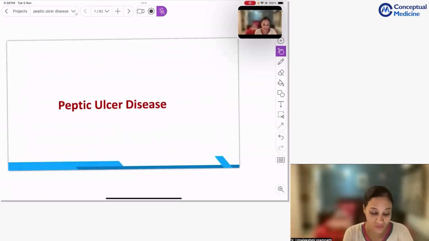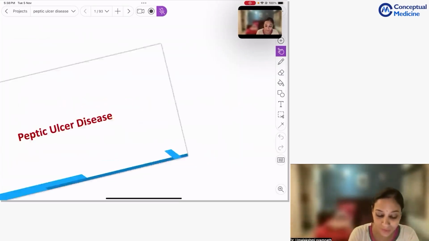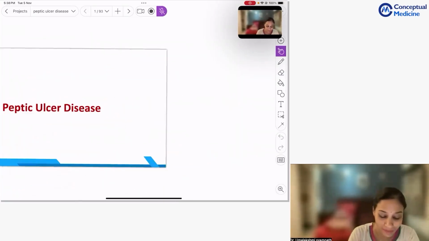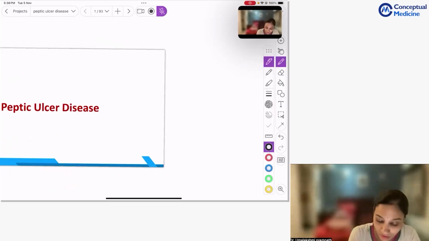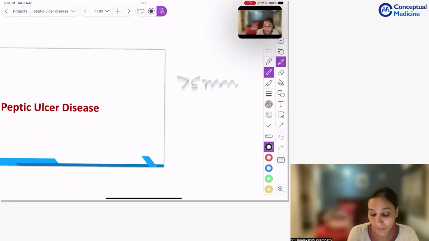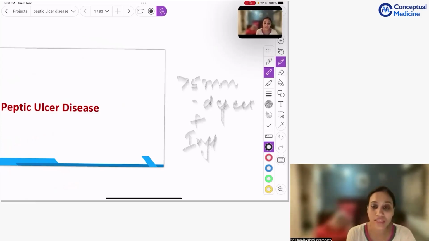So peptic ulcer disease, again, ulcer means it's a break in the epithelium. It's a more than 5 millimeter break in the epithelium, causing a local defect or an excavation with associated inflammation. Then only you can say it is a proper ulcer.